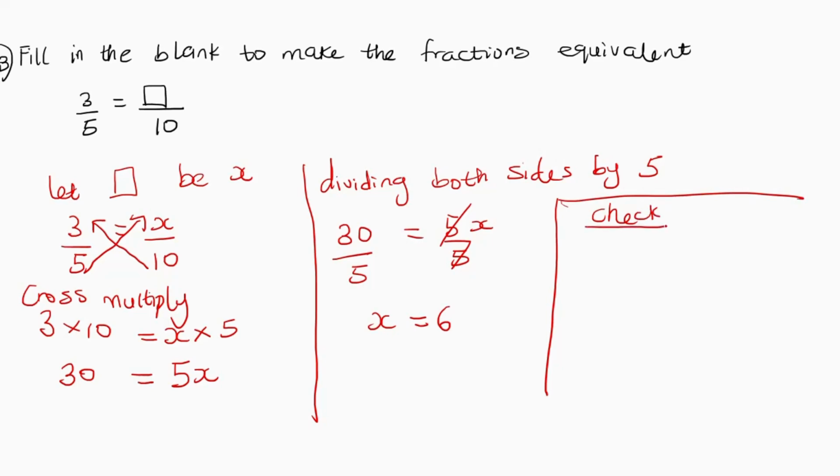So guys, let's check and see if this is correct. The missing blank space is 6. So 3 over 5 is equal to 6 over 10. Now the equivalent fraction of 6 over 10 is 3 over 5. If 2 divides 6, we have 3, and if 2 divides 10, we have 5. So the equivalent fraction of 3 over 5 is 6 over 10, and 6 over 10 is 3 over 5. So guys, this is it.